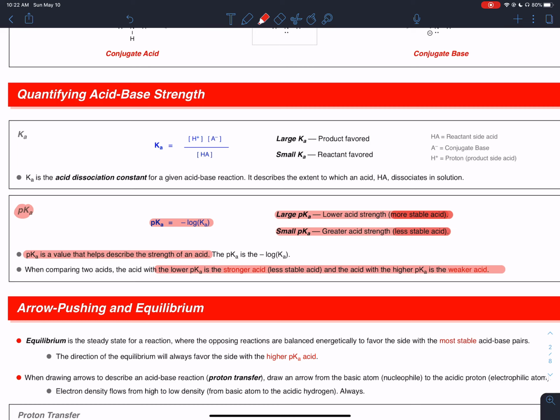So again, if you're comparing two acids, the lower pKa acid is the stronger acid, and the one with the higher pKa is the weaker acid.